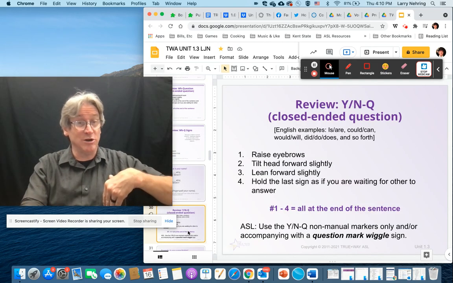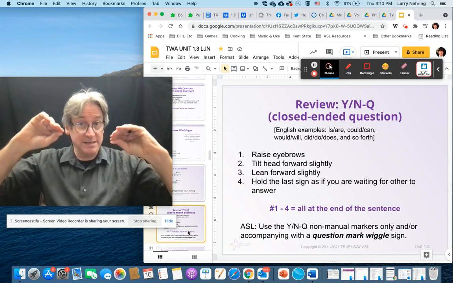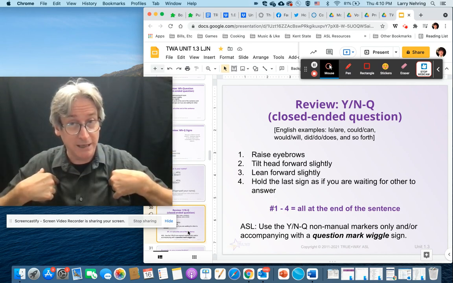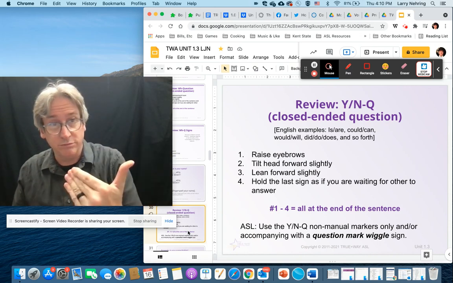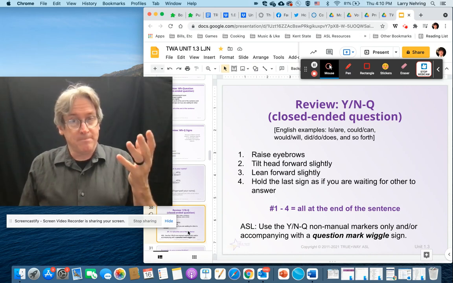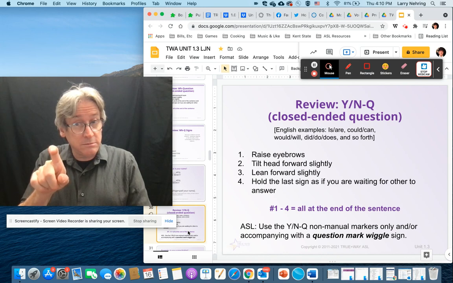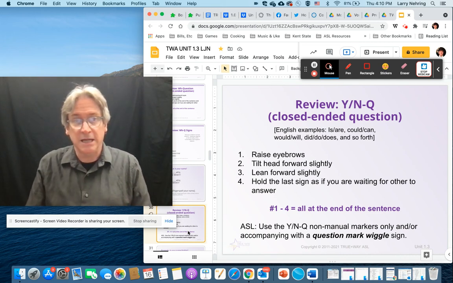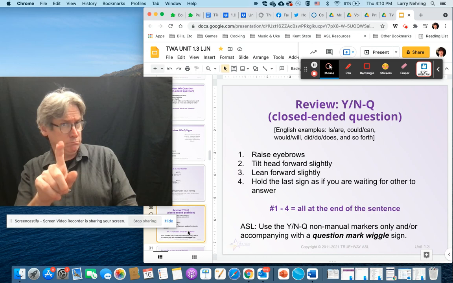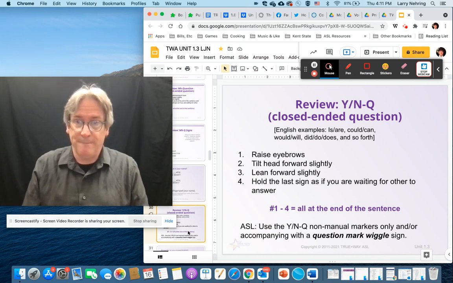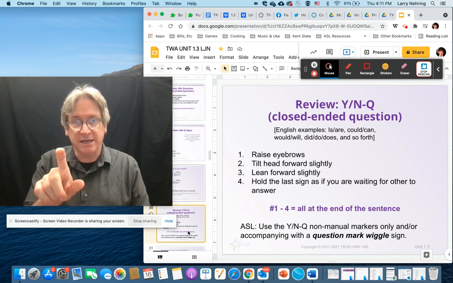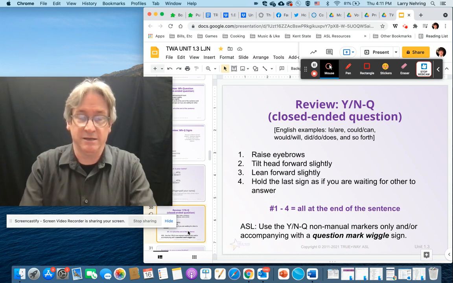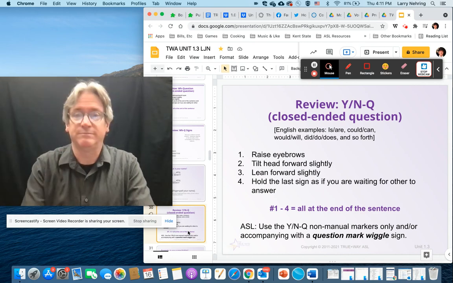Again, we go back to the yes-no questions. Eyebrows up. All these things happen at the same time. Eyebrows up, a little forward, leaning, tilting your head. Hold the last sign until the person starts to respond. You can also do this. You can, even without a question, it can be, so this is like a little question mark you can put at the end. It's also, it could be a huh? Right.